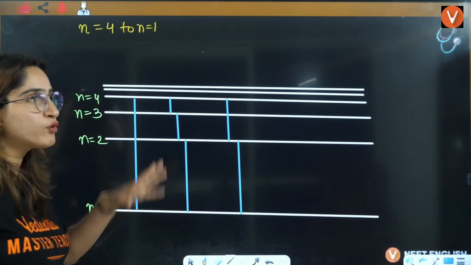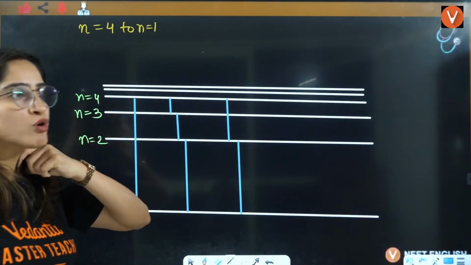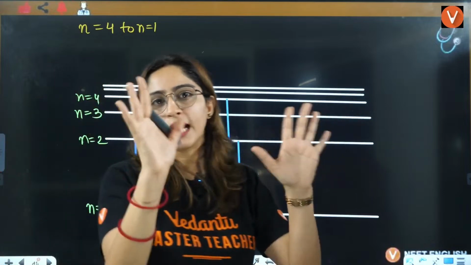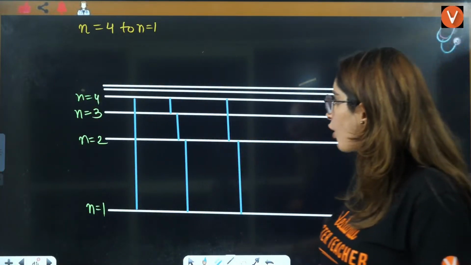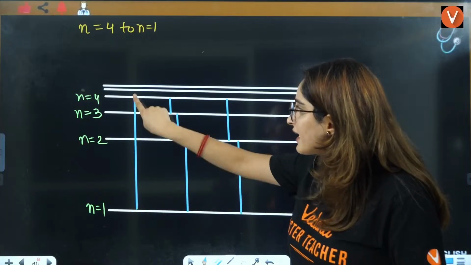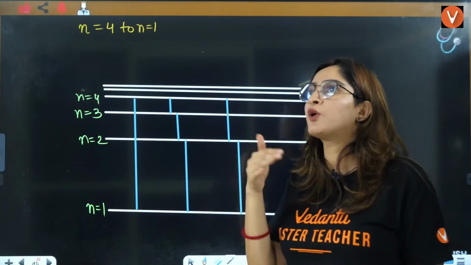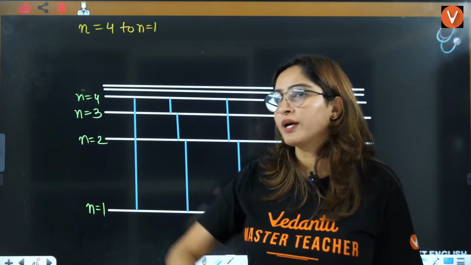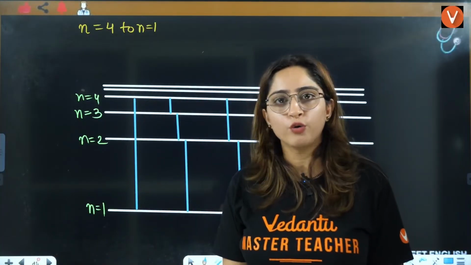See, it's like you have to go from point A to point B, from your school to your tuition, right? So there are so many ways that are possible. Similar thing I am talking about. From 4 to 1, it can directly go. You can directly go from your school to your home. Let's say you can directly go to your home, right?